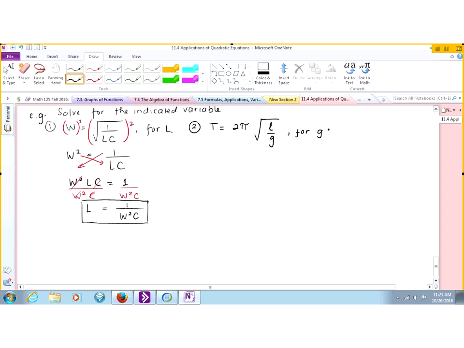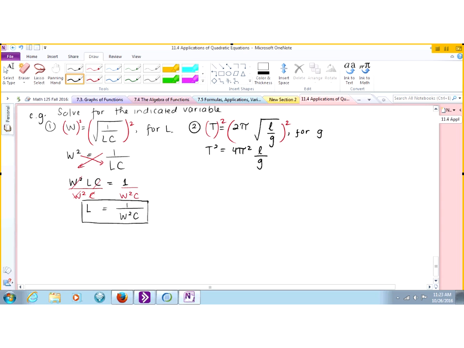What are you going to do? Square both sides? Right? You have to take out the radical. So how do I take out the radical? Square both sides. Yeah. So T squared is equal to what? 4 pi squared, and then what is this? L over G. Good.